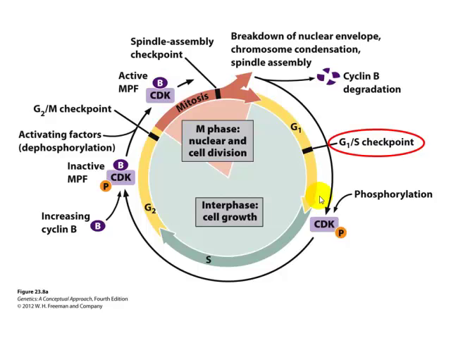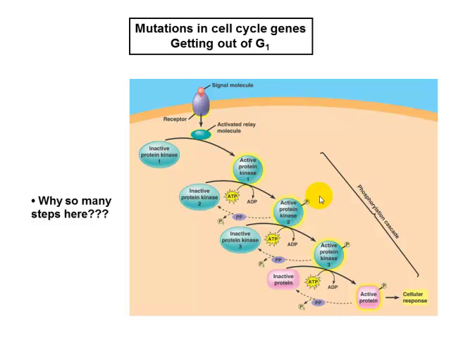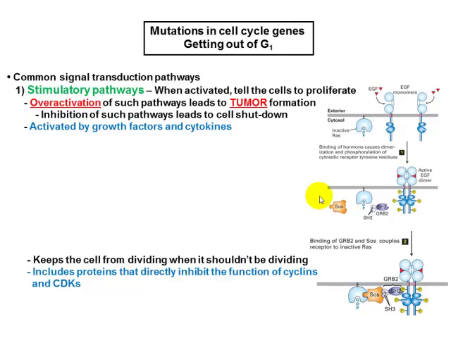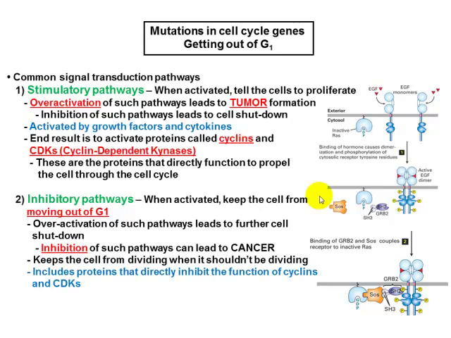And here, I just told you why so many steps. Okay. I don't need to concentrate. I just told you overall what this is, to activate cyclins. Okay. Do we know how cancer stops or inhibition stops these checkpoints from occurring?